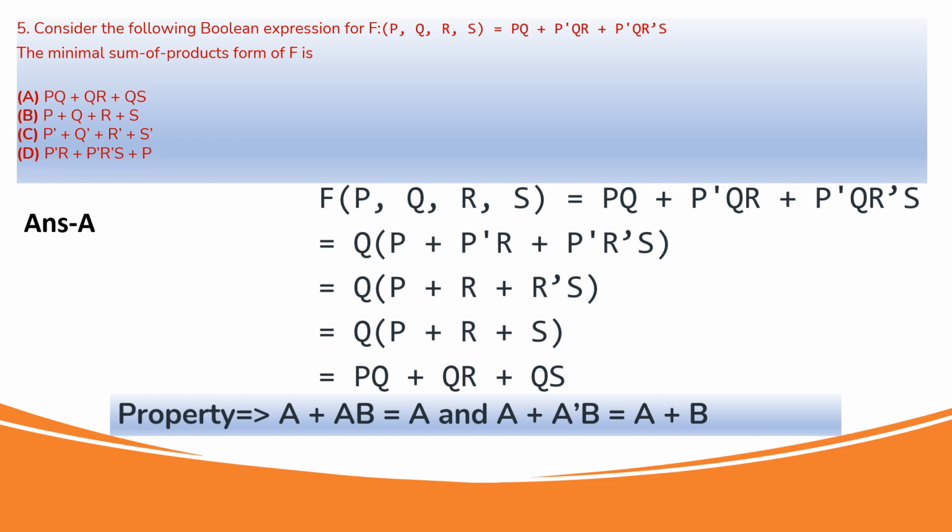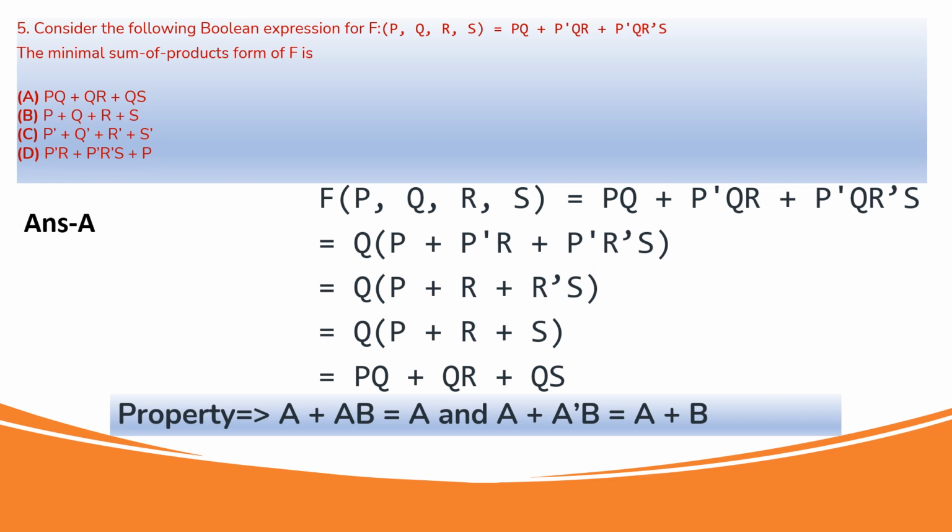And the second property is a plus a complement b will be a plus b, because we know that Boolean expressions follow the distributive property. So a plus a complement b will be a plus a complement, which is 1, and then a plus b, so finally we will get a plus b only.